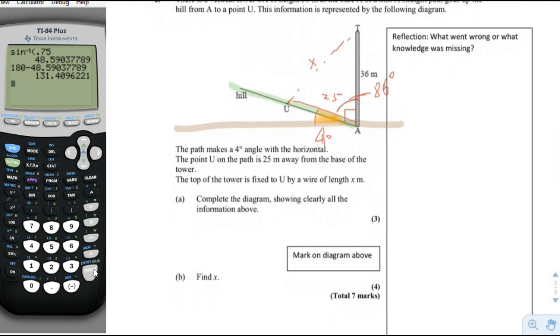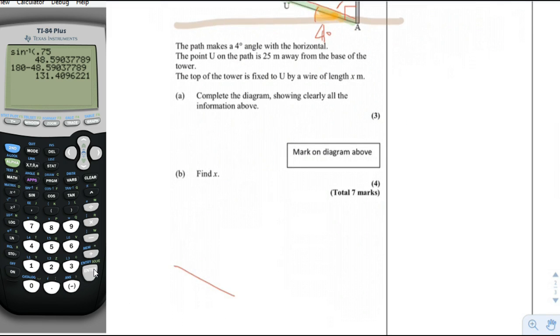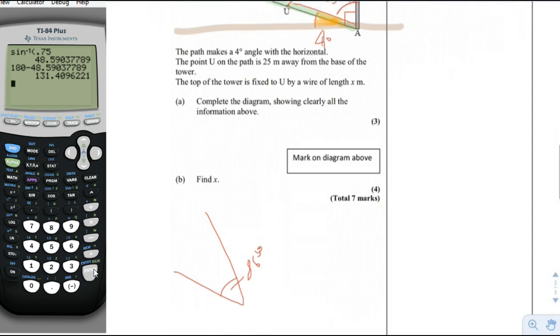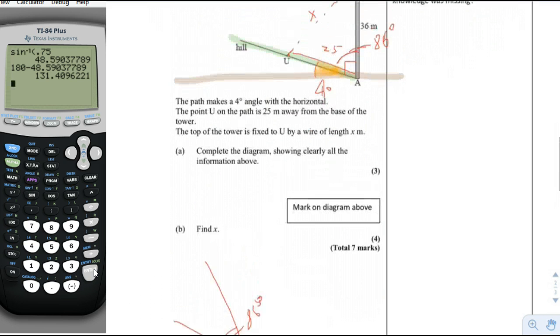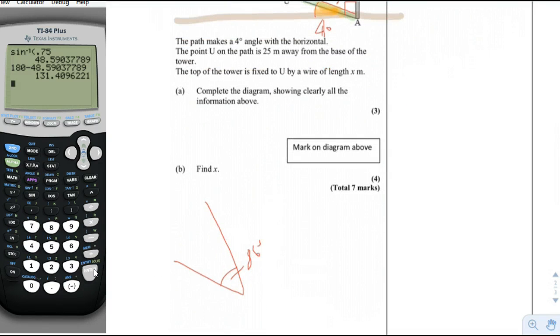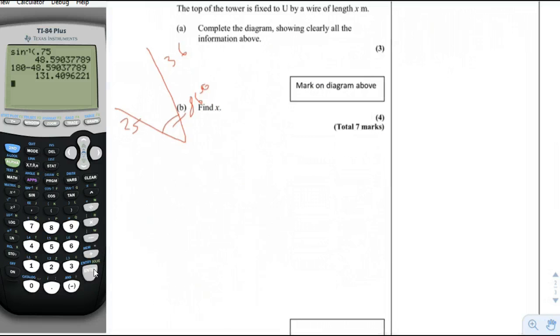So that really helps, because now we have an angle and two sides, and the angle is also an included angle, which is very important. So we've got an 86-degree angle, one side which is 36, and the other side which is 25. Okay, 86 degrees. And now what we're going to do is solve for x, which is this side here.